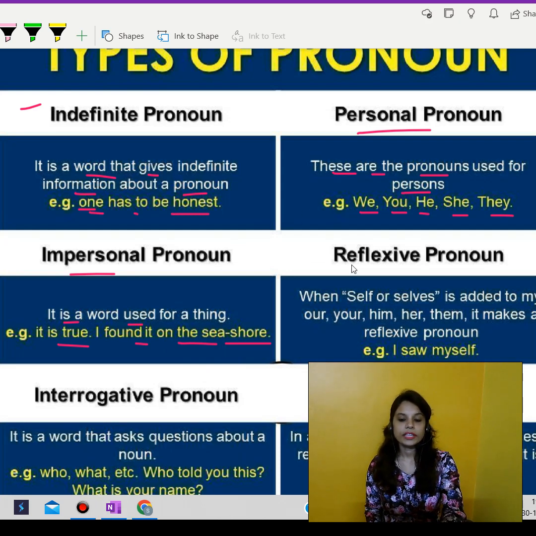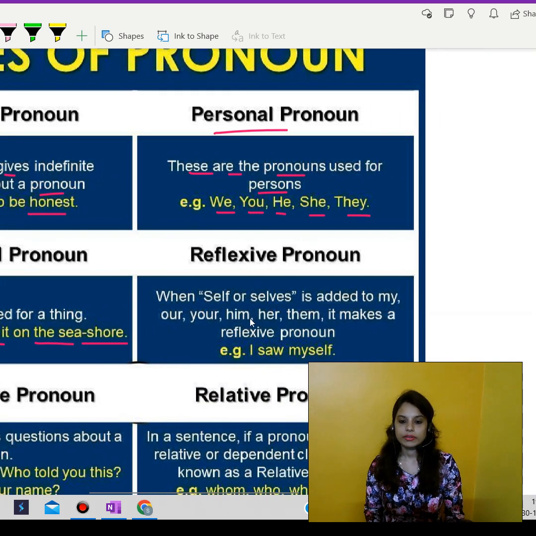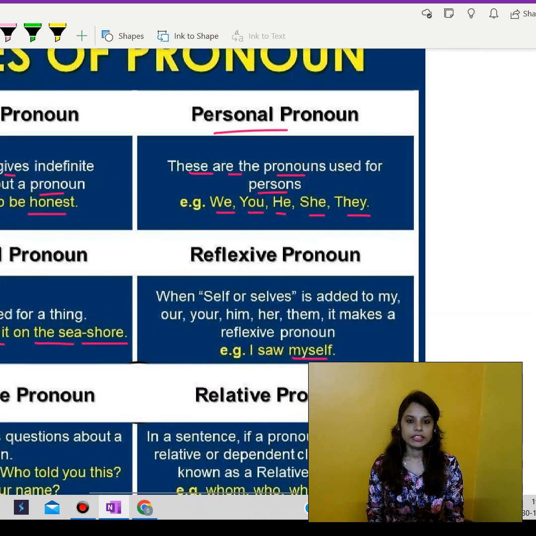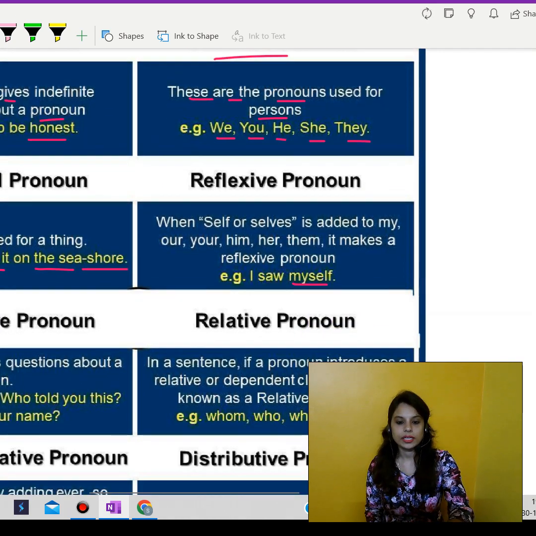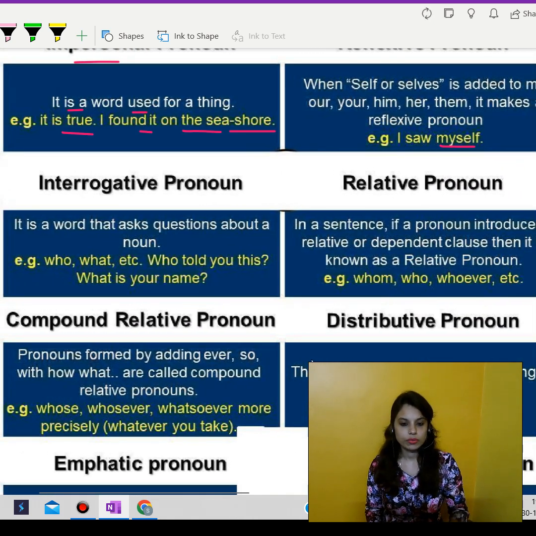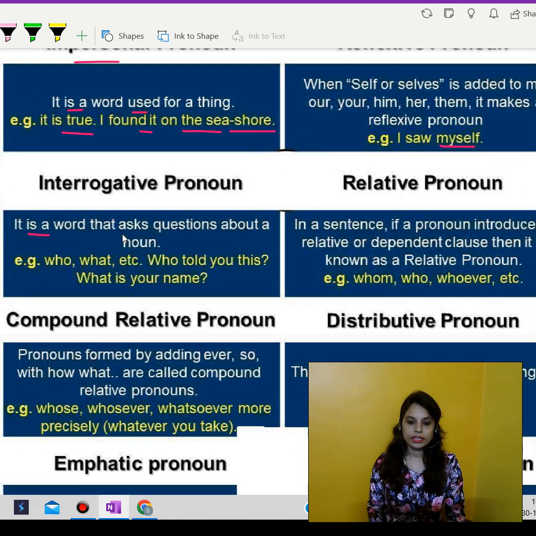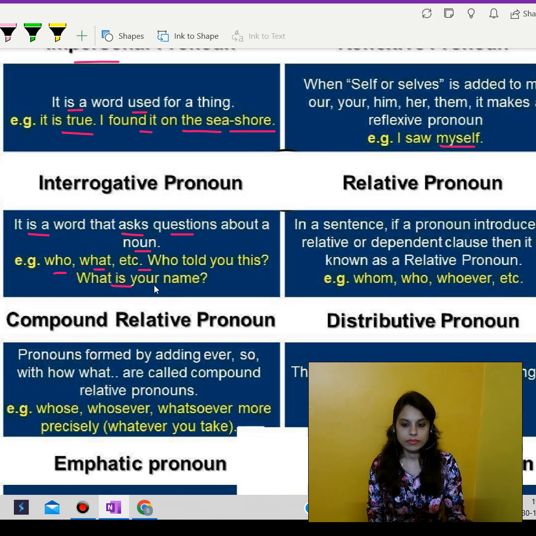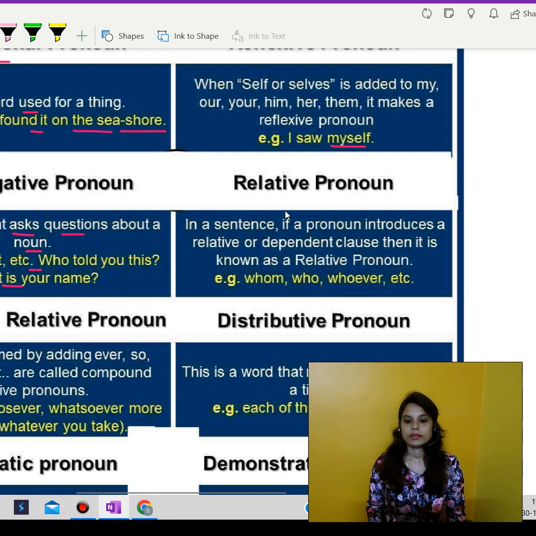Then we have the reflexive pronoun, and under the reflexive pronoun we are going to talk about myself, yourself, themselves, ourselves, like the ones we have already discussed. Next, we have the interrogative pronoun. It is a word that asks questions about a noun, like who, what, etc. Who told you this? What is your name? Then relative pronoun: whom, who, whoever, etc.